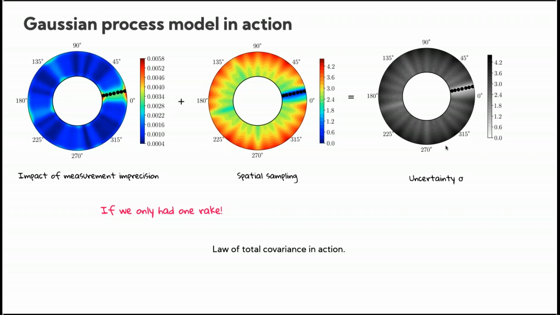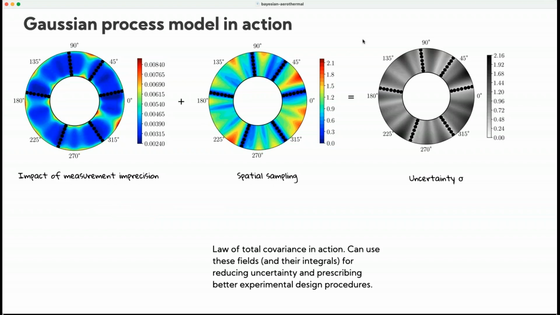This is just as a side. If we only had one rake, this is what it would look like. So clearly here you see that all the uncertainty comes from spatial sampling. But also note the distribution: where you have the measurements, the uncertainty is 0, which makes sense. But as you move away, we tend to have far greater uncertainty. So this kind of breakdown is very important from the perspective of planning experimental design procedures for the next test that one wants to do.